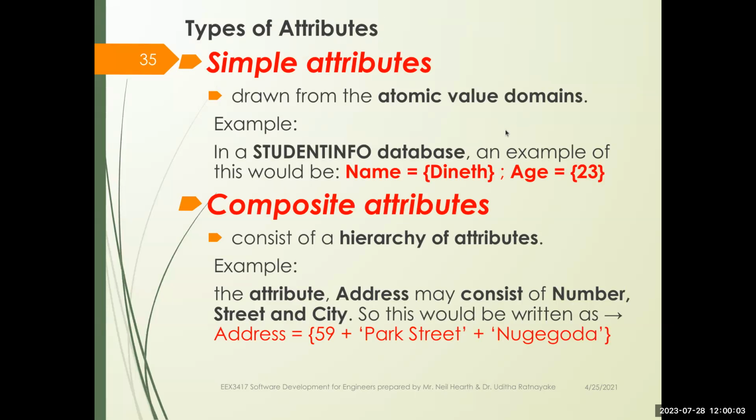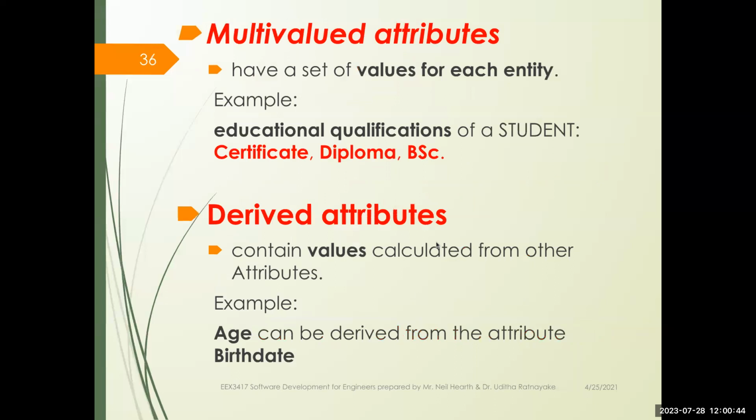The types of attributes: simple attributes have atomic values, like name. Composite attributes, like address. We call it composite if one address has several elements. Now the address has 59, Park Street, Nukiyagoda. So three lines. So it is called a composite attribute.